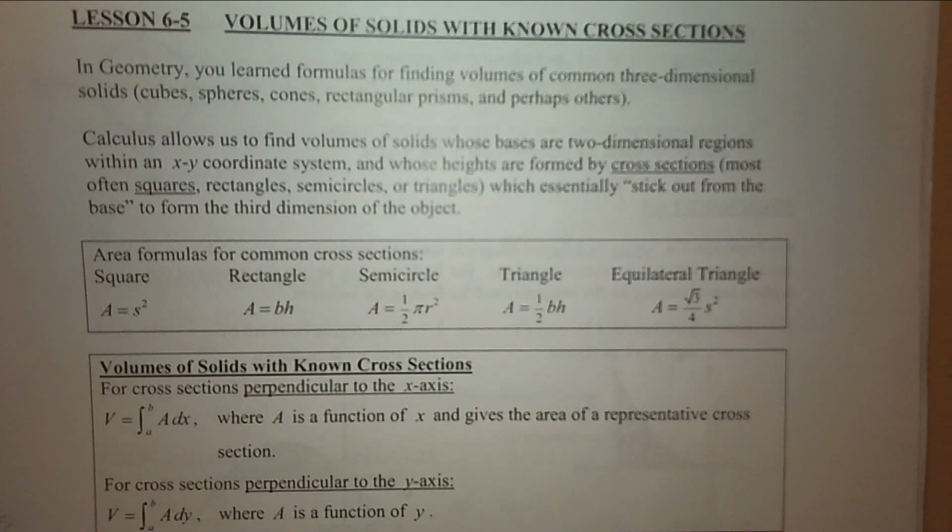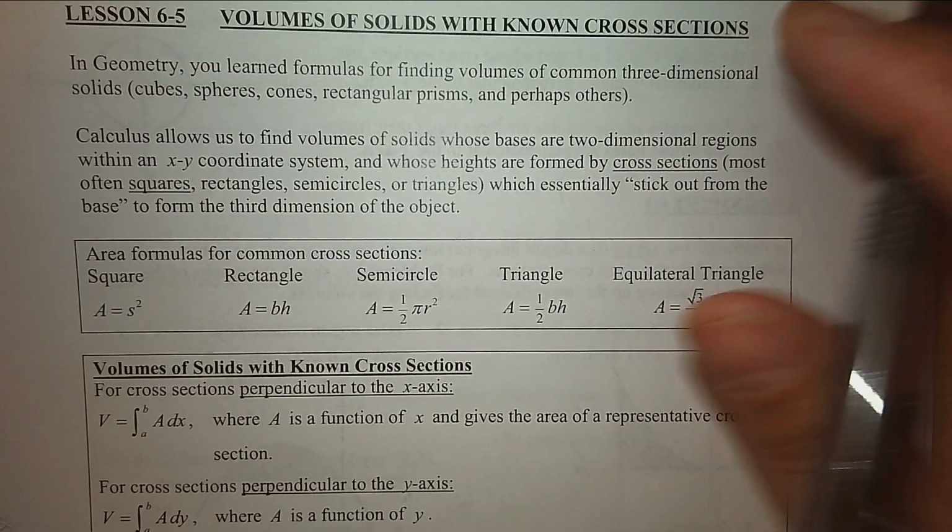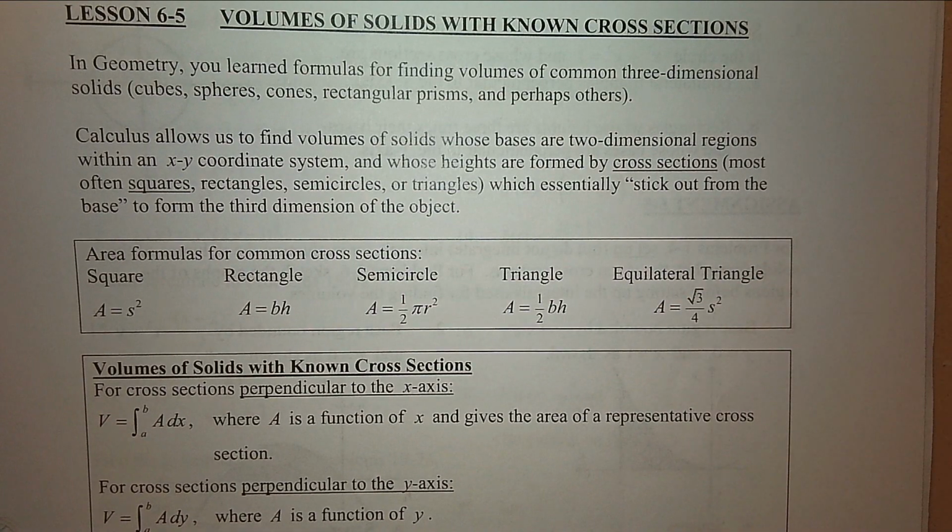This is lesson 6.5. Mr. G Math coming at you live, 7202. Halloween. Volumes of solids with known cross-sections.